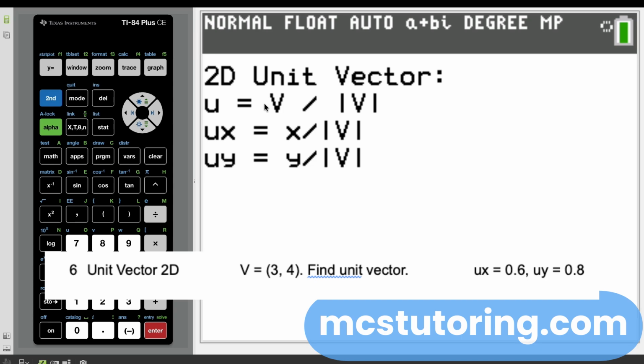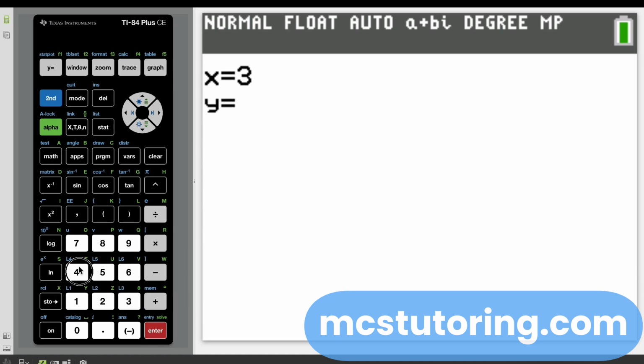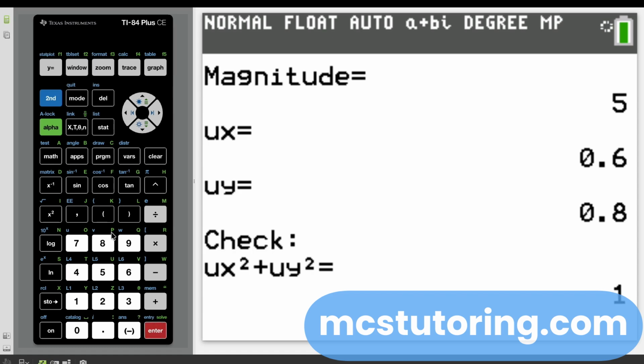And then again, it gives you the formula here for the u sub x and the u sub y, which is very handy if you have to show work. And then we're going to say x equals 3, y equals 4. And the program returns magnitude equals 5, and ux equals 0.6, and uy equals 0.8. And notice at the bottom, 0.6 squared plus 0.8 squared equals 1, and that's the check right there. That confirms we have a valid unit vector. That check is built right into the program so you can verify the result at a glance.